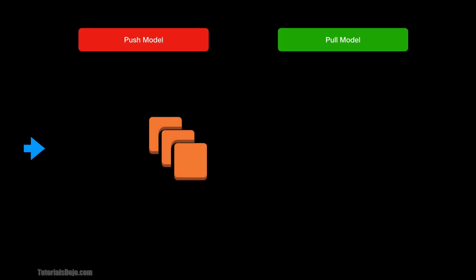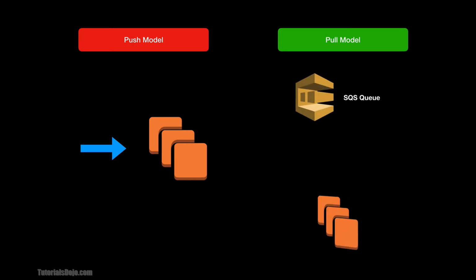In this case, there are two basic types of network architecture. We have the push model or the pull model. Push model is where the workload is directly pushed to the servers which process the data. Pull model, on the other hand, is where the workload is pulled from a queue by a fleet of servers or service workers. You can use autoscaling and SQS for these types of architectures.